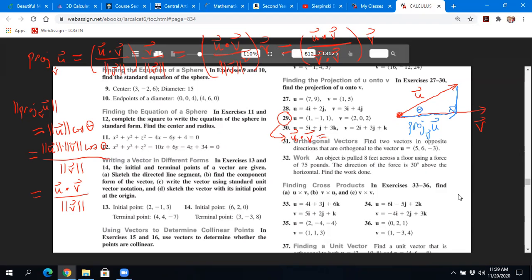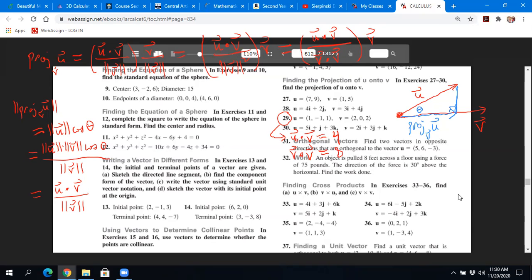u dotted with v equals, think about it, so it's going to be 2, 0, 2, and you add all those things together, and what do you get? Isn't it like 4, right? And what's v dotted with v? What's v dotted with v? Yeah, 2 times 2 is 4, plus 0 times 0, plus 2 times 2 is another 4, so it's 8.